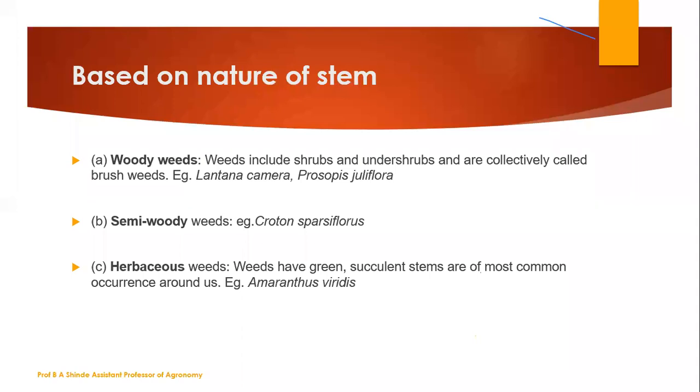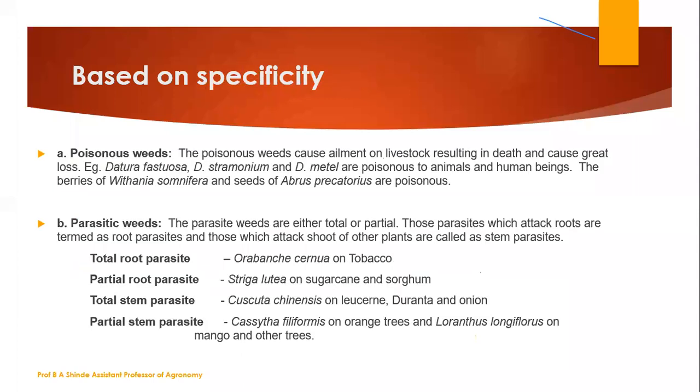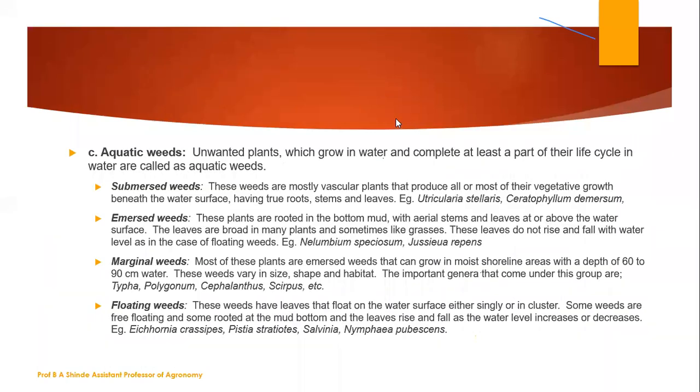Then the herbaceous weeds, having a very tender or succulent stem, are the most common occurrence around us, like Amaranthus viridis. Then another classification is based on the specificity of the weeds: the poisonous weeds, the parasitic weeds, and the aquatic weeds.